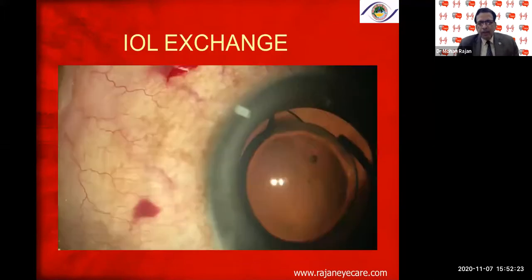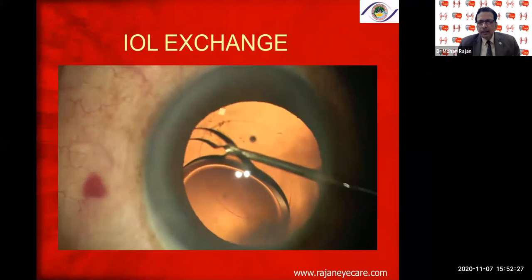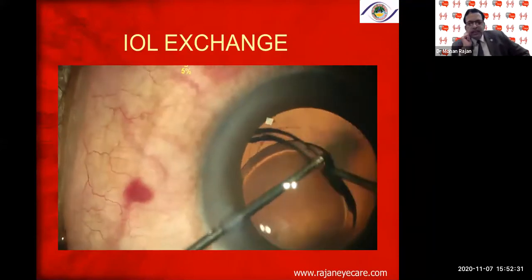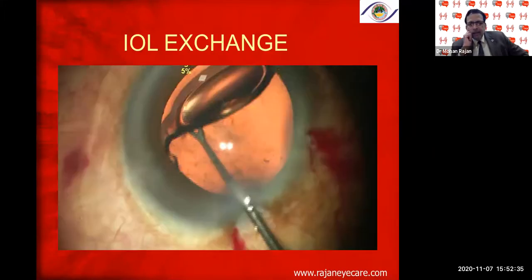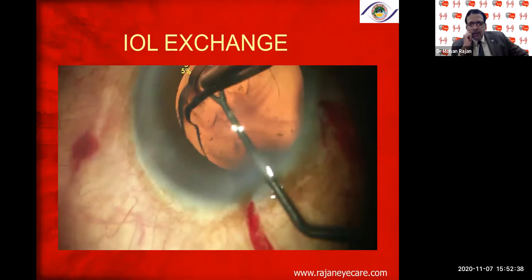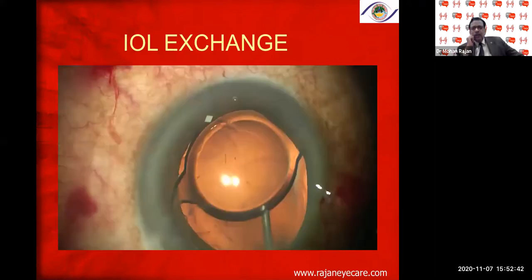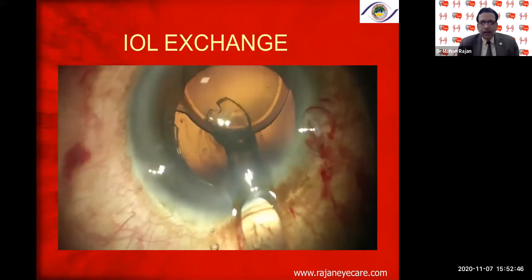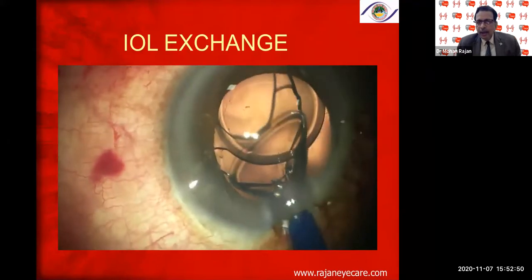IOL exchange. If you have a problem of IOL exchange, always what I do is I bring this IOL, this patient by mistake, instead of 16, we put 26 diopters, and we had to do the IOL exchange, and went ahead and did an IOL exchange. What I do is I bring this IOL, make sure that I have a good viscoelastic like Healon, and also a good viscoelastic to protect the corneal endothelium like Viscoat, and always put the second lens into the bag.